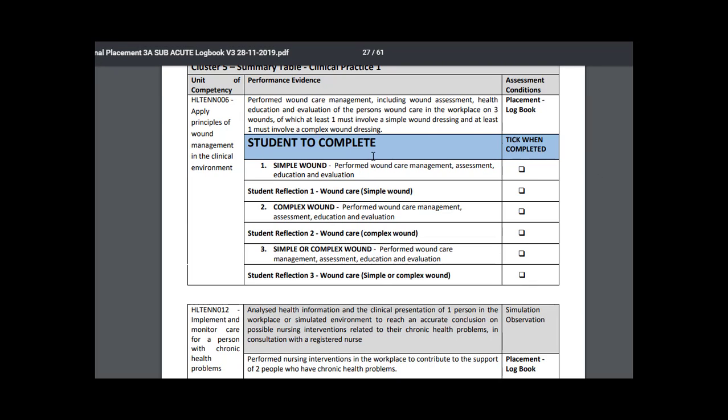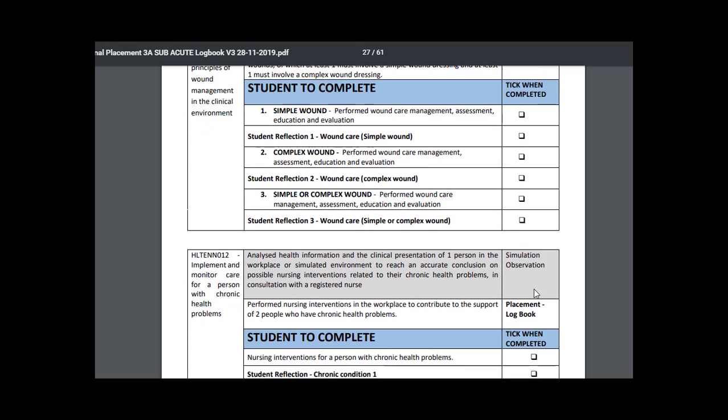So this is just a bit more for the students to have a bit of a list of what they need to complete. So for example, one simple, one complex, and a simple or a complex, sorry. So just the 3 wounds that need to be completed, and for each of those wounds there's a reflection. So it's just a quick way to make sure that you're meeting your requirements for placement.